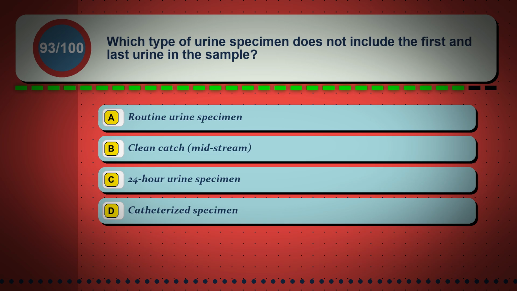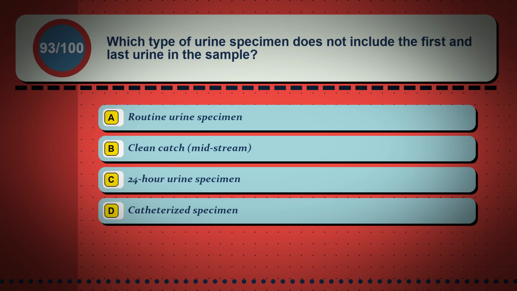Question 93. Which type of urine specimen does not include the first and last urine in the sample? Option A, a routine urine specimen. Option B, a clean catch, midstream. Option C, a 24-hour urine specimen. Option D, catheterized specimen.